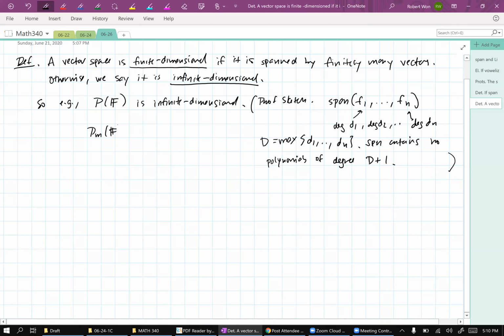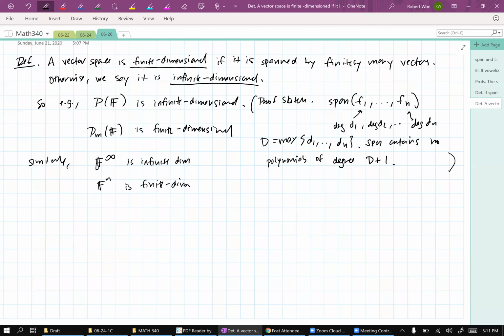Pm of F is finite dimensional because we already wrote down a spanning set: 1, z, z squared, up through z to the m. Okay, also similarly, this vector space F to the infinity, right? All infinitely long lists of elements from F. This is infinite dimensional. On the other hand, F to the n is finite dimensional because we already saw that the n standard basis vectors span F to the n.